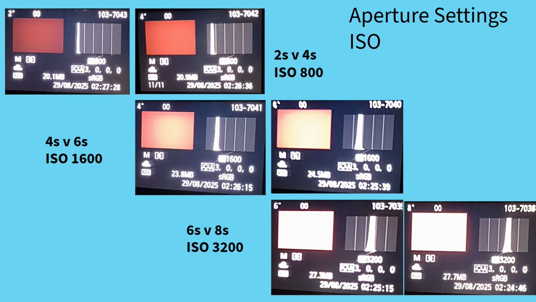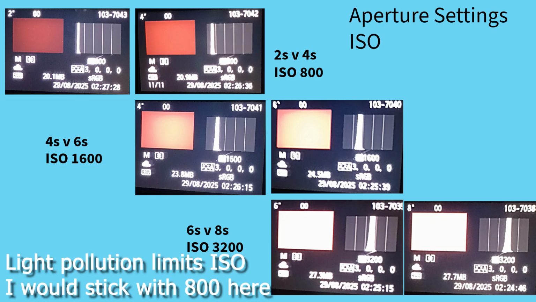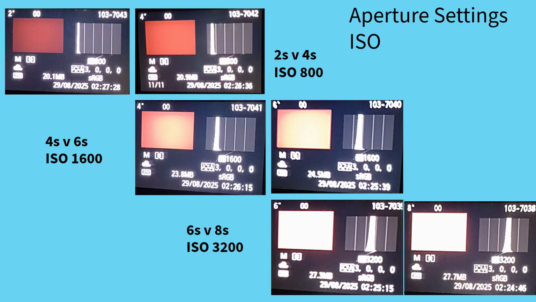Finally, you can see what happens when it goes from 6 seconds to 8 seconds at an ISO of 3200. Now the histogram is looking better, but do check your images to find the best settings for your camera and make sure you do not have too much noise in your image and that you do not have star trails. And if you do have any questions about this, please drop a comment below and I'll answer you as soon as I can.